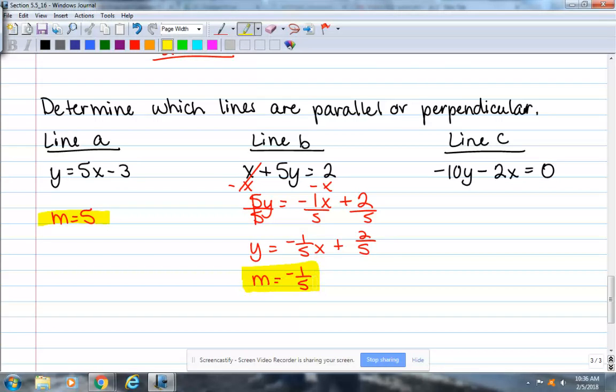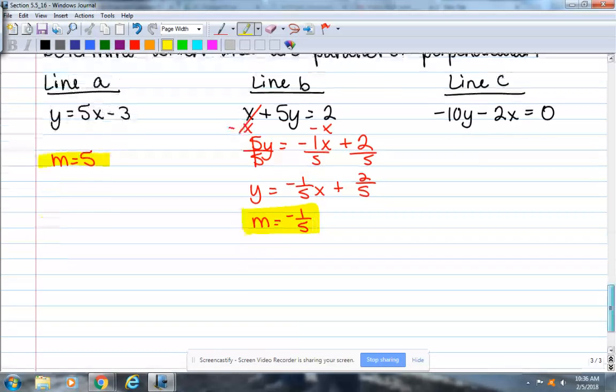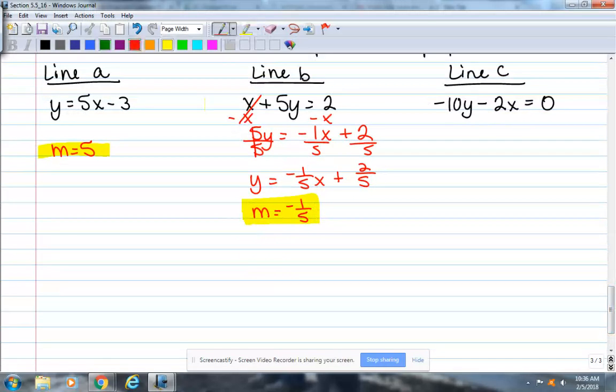Can we compare them somehow? What can we say about line A and line B? They're perpendicular to each other. How do I know they're perpendicular to each other? Opposite. Yeah, if I do the opposite reciprocal, I get from one to the other, don't I? Okay, so I can say that lines A and B are perpendicular.